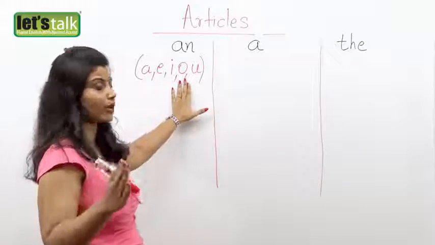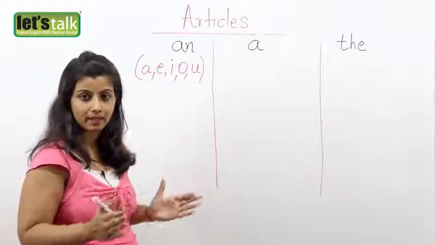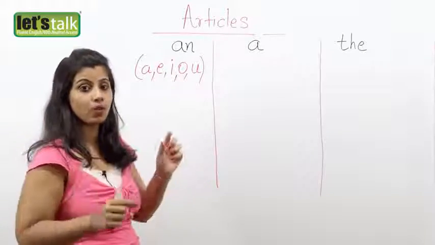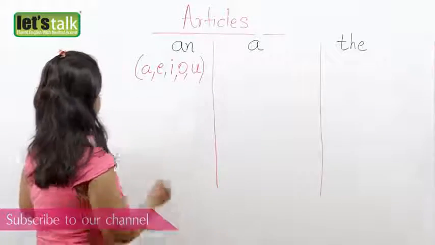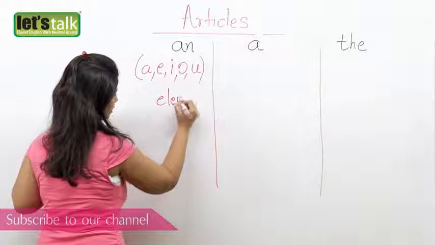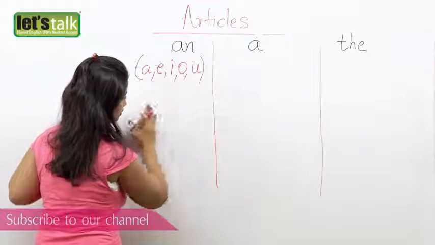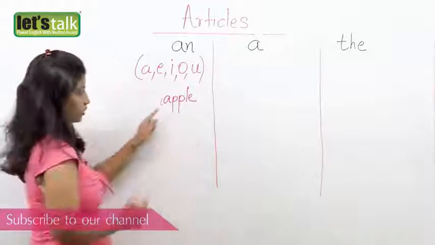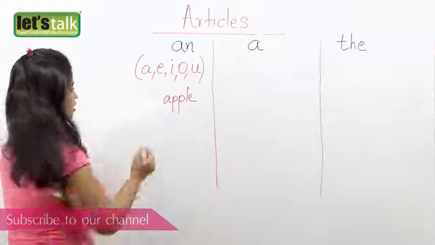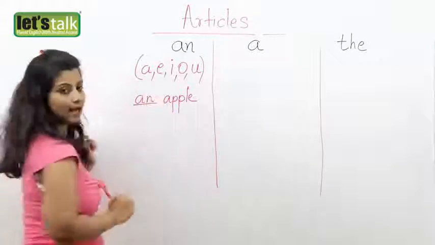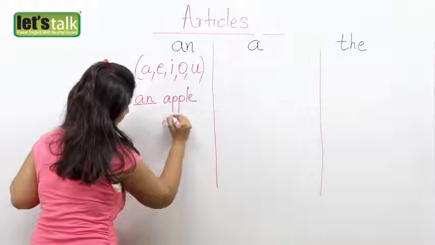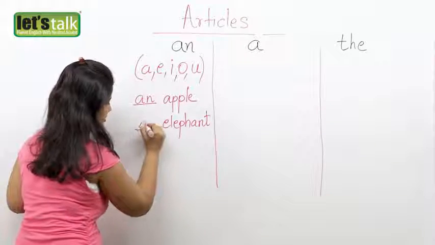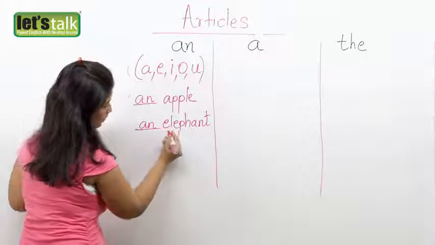When you want to place your article "an", you always remember that you place the article "an" in front of a word beginning with a vowel. For example, let's begin in the right order. What about apple? Here A is a vowel, so here we write "an apple". If I talk about elephant, again we are going to use the article "an" because E over here is a vowel.